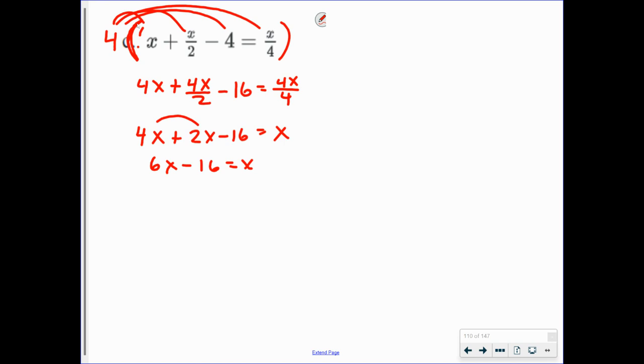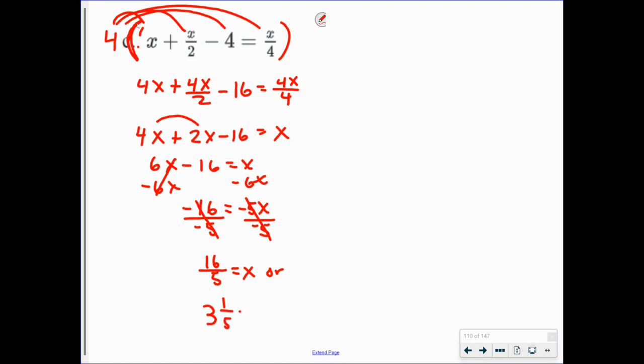I'm going to subtract 6x from both sides, and I get -16 equals -5x divided by -5 on both sides. Oh, that cancels that out, and you get negative divided by negative is a positive, so positive 16/5 equals x, or I could also say 3 1/5 equals x. So that would be my answer for that problem there.